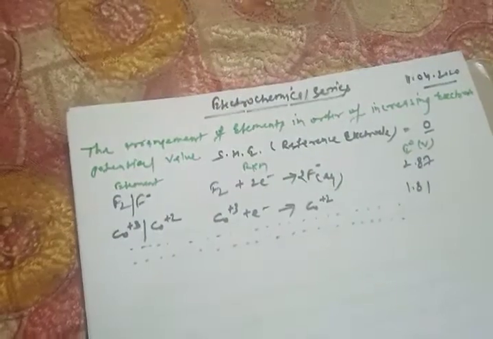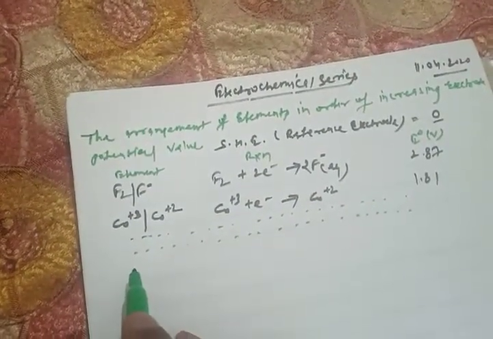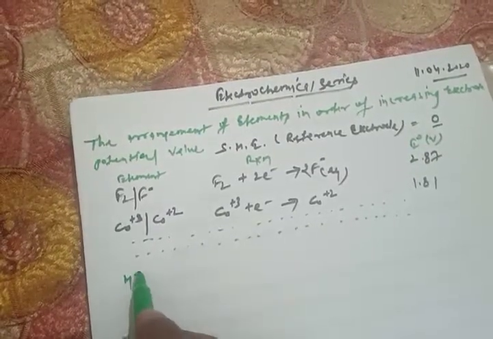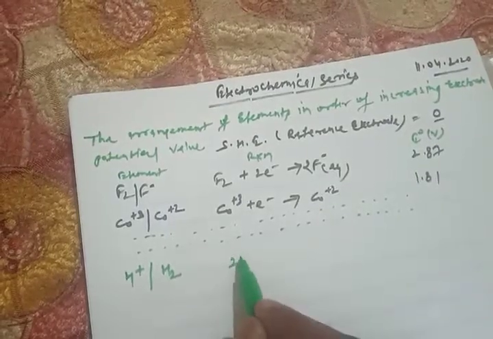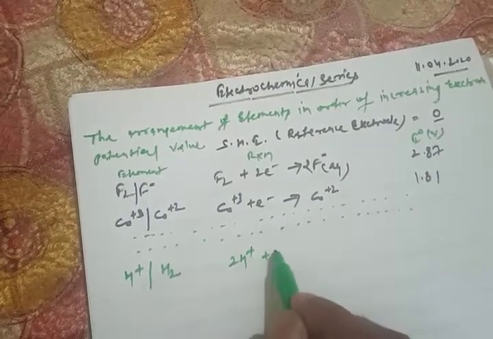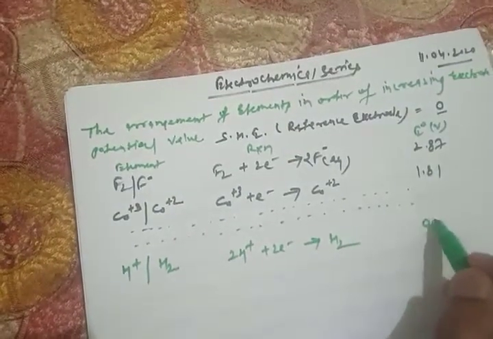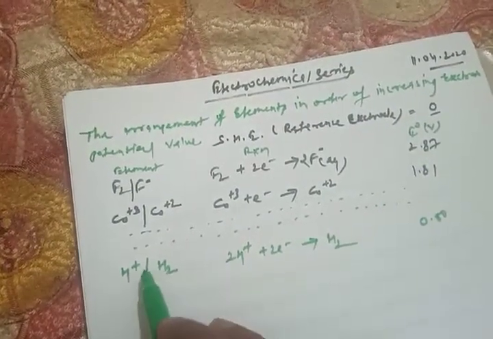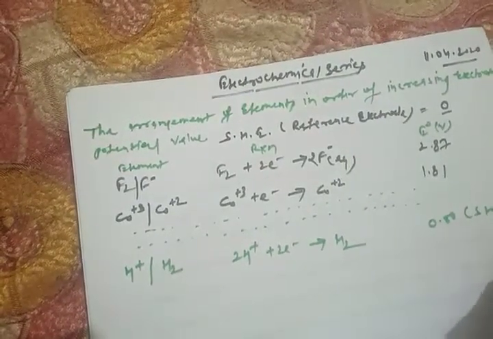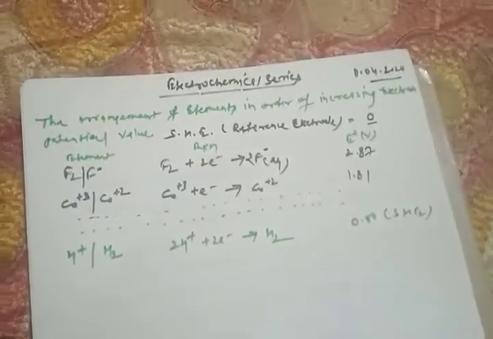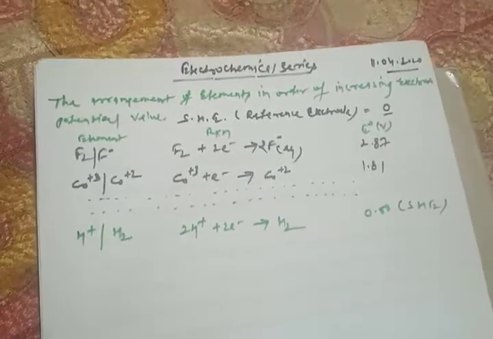and finally we come to hydrogen. So hydrogen, H plus to H2, that means the reaction is 2H plus with 2 electrons will give you hydrogen, and this is the value of 0, and this is the standard, this is the reference electrode.